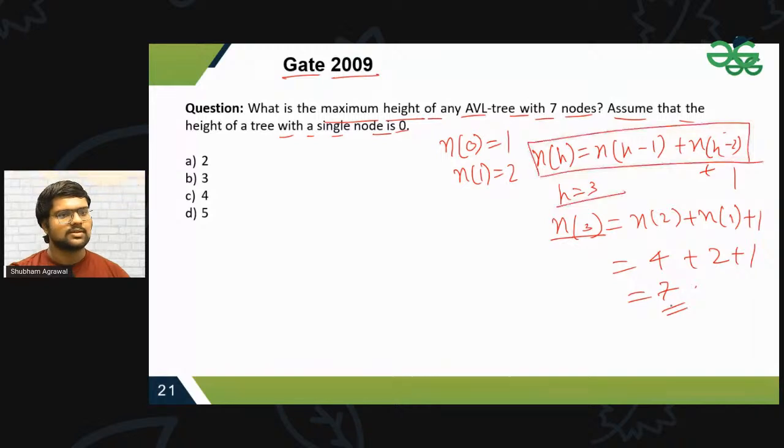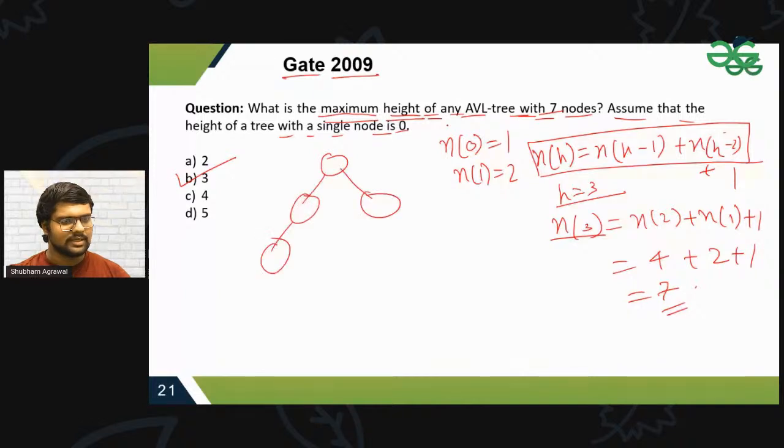Here they have asked us to find the maximum height of any AVL tree with 7 nodes. So with 7 nodes, the maximum height that it can have will be 3, because for height h equal to 3, we require a minimum of 7 nodes, and for 7 nodes, the maximum height that we can get is 3. So the correct answer here will be 3. You can check it by drawing the tree also.